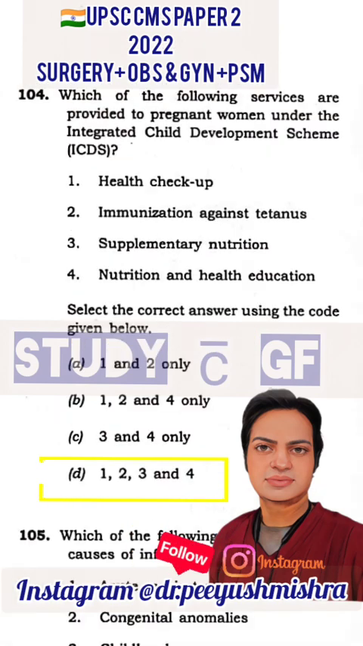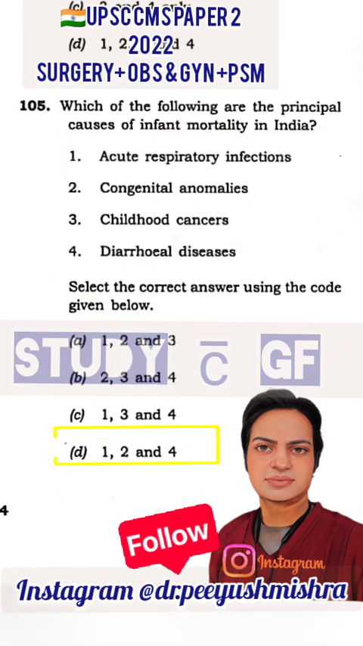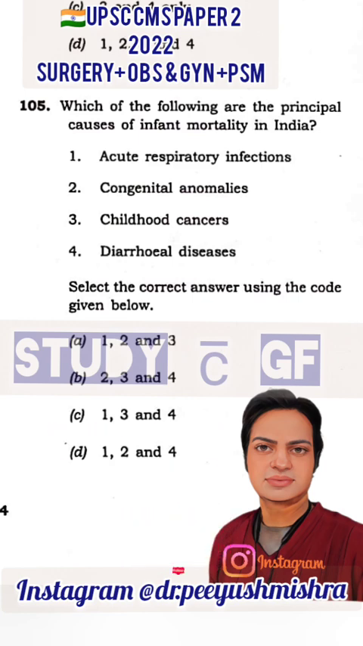Which of the following services are provided to pregnant women under the Integrated Child Development Scheme ICDS? Health checkup, immunization against tetanus, supplementary nutrition, nutrition and health education. Which of the following are the principal cause of infant mortality in India? Acute respiratory infection, congenital anomalies, diarrheal diseases.